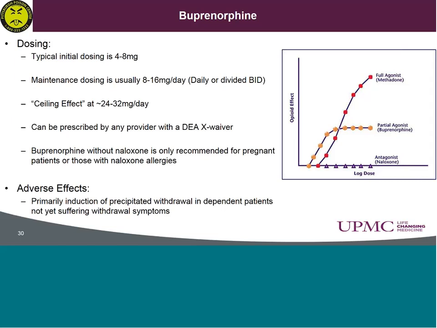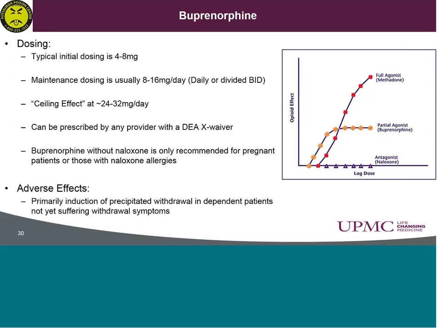Typical initial dosing is 4 to 8 milligrams of the buprenorphine component. 8 to 16, either daily or divided BID, is sort of the most common maintenance dosing that we see. Above 24 and certainly 32 milligrams per day, you can see in this middle graph, you really don't get any additional beneficial effect from buprenorphine.